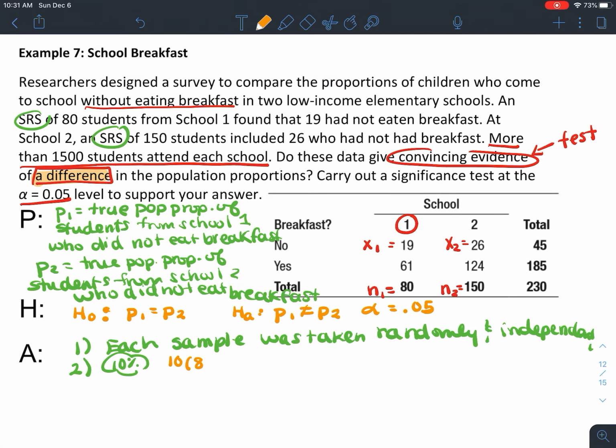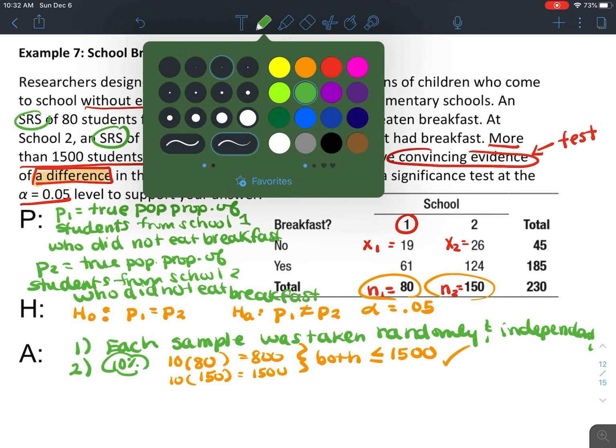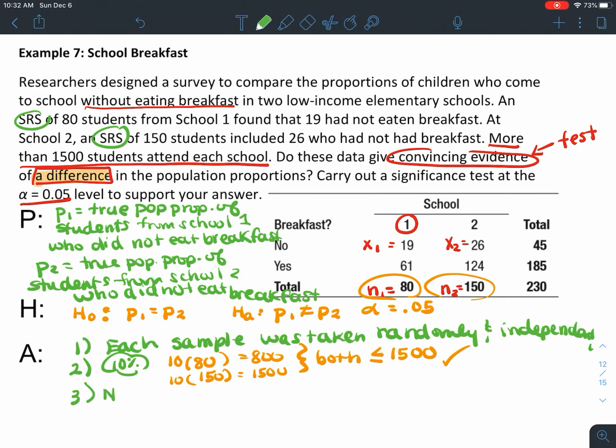Okay, the 10% condition, need to do this for both. Okay, that 10 times the sample size of 80, as well as 10 times the sample size of 150, that these are both less than or equal to 1,500, which is what the number of students were they told us up here attended each school. Okay, so I can check off that.